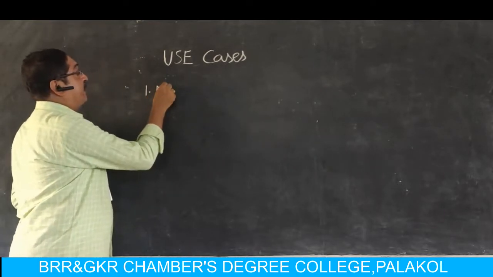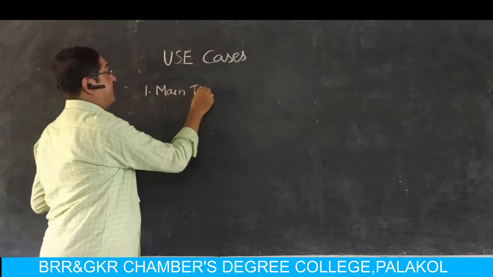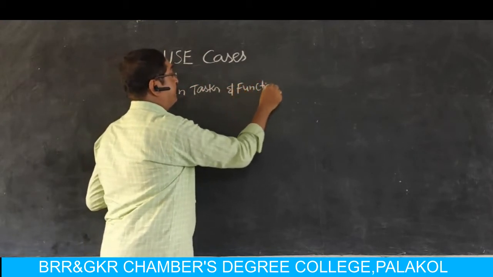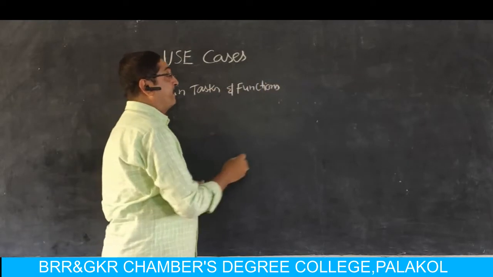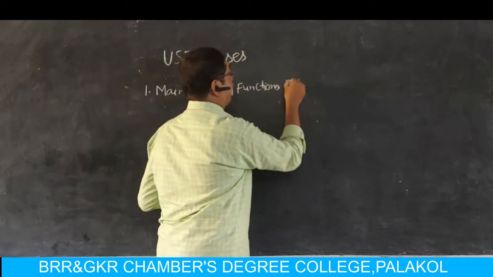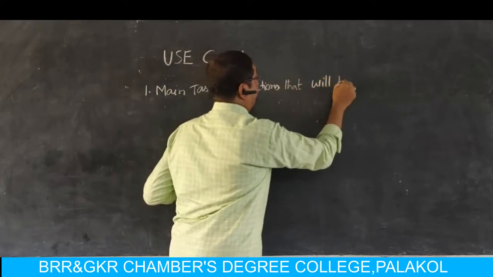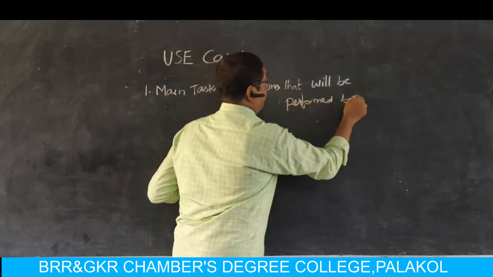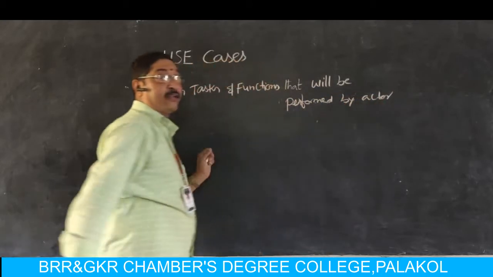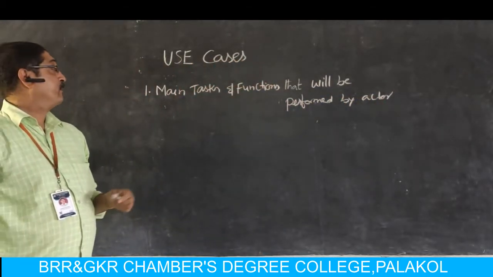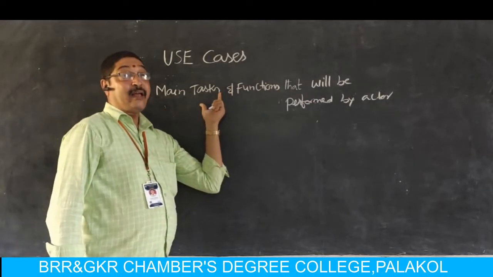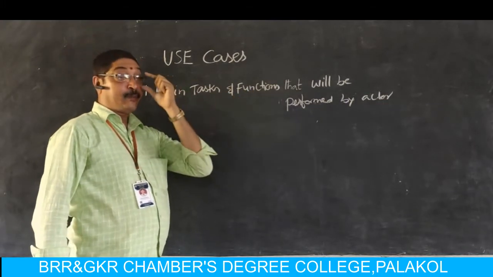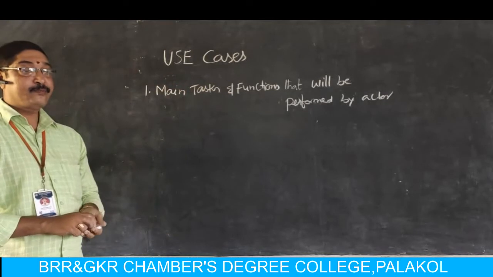The first one is the main tasks and functions that will be performed by the actor. It must be identified. What are the tasks? What will the actor do? What are the tasks and functions that the actor will perform? That is the first one.